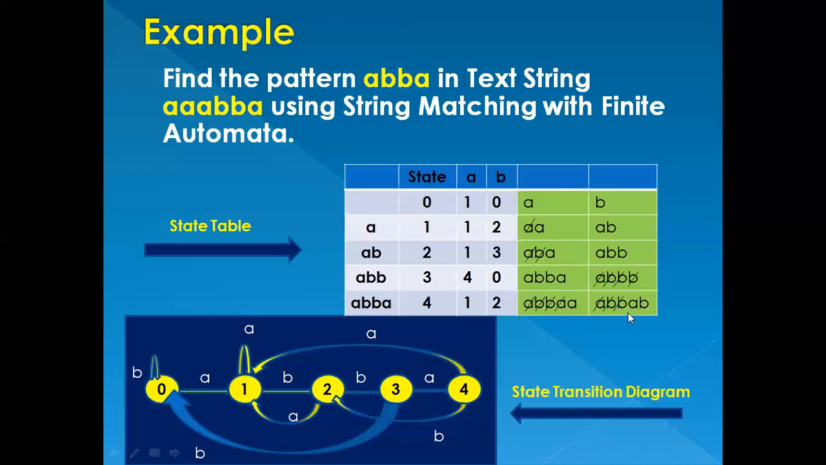1. Then for this part, again the same thing. To ABBA, you add B. You don't have a state like that, so keep cancelling from the left. You don't have a state like BBAB, so again cancel B. Do you have a state like BAB? No, so again cancel. Do you have a state like AB? Yes, which is 2.